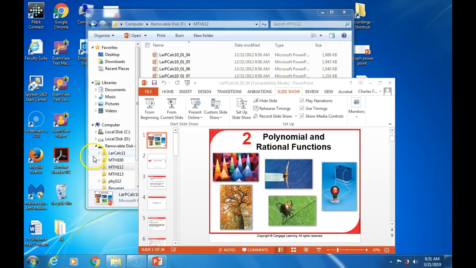Now we are recording. Let's go to current slide. I'm trying to think. That's hard. Boy, the computer is awfully slow today.